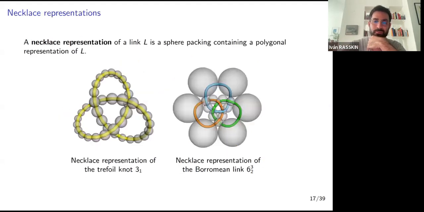We're going to look at a specific representation of knots. It's called a necklace representation of a knot or link: a sphere packing that contains a polygonal representation of the link. So we can embed the knot inside the sphere packing. This is a necklace representation of the trefoil knot, and this one is a necklace representation of the Borromean link.